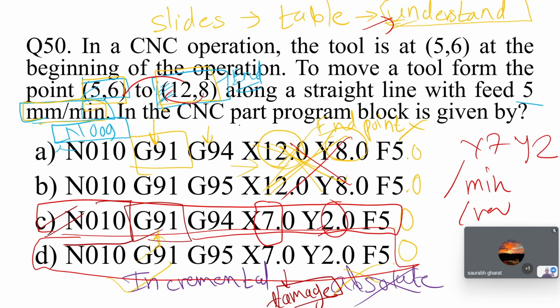I showed you here: 12 minus 5, and 8 minus 6 will give you the incremental values. You have to put those in the x and y coordinates. And again, G95 and G94 are millimeter per revolution and millimeter per minute. If it is per revolution and you put per minute, it is very small and can't do anything, and if it is the opposite it will damage your machine. So it is problematic in all directions. Understand this carefully and then apply.